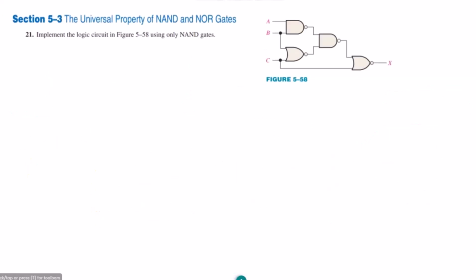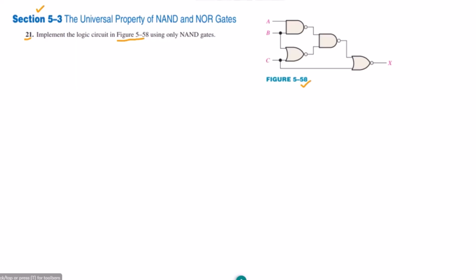Welcome back, guys. So this is section 5.3, and today we are going to solve question 21 of it. So the statement is the implementation of a logic circuit in figure 5.58. Okay, so this is the figure 5.58 using only NAND gates.